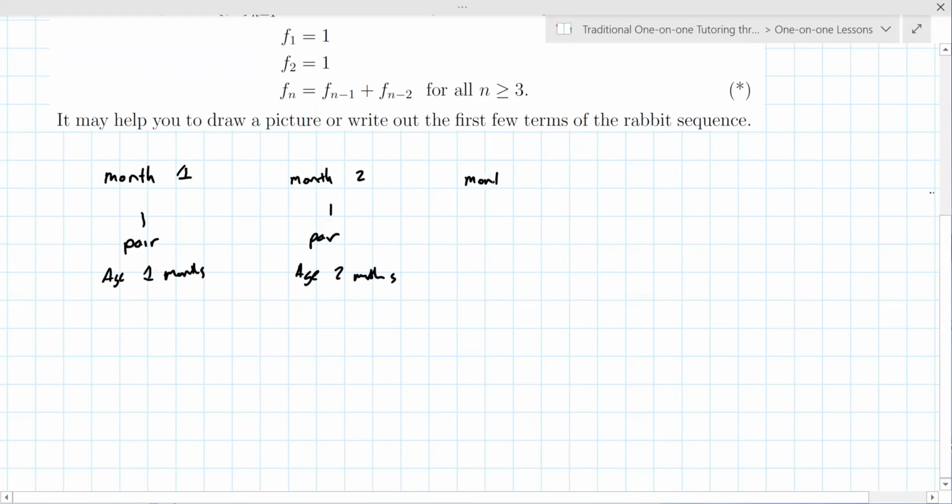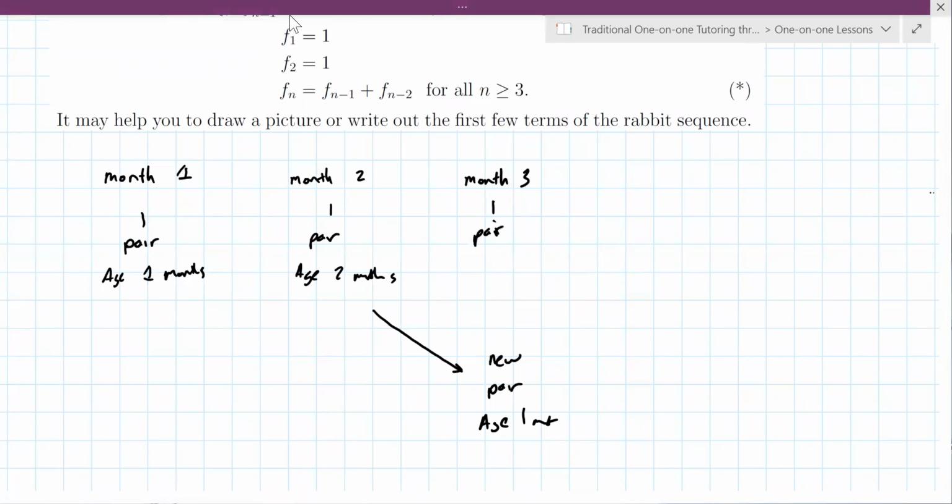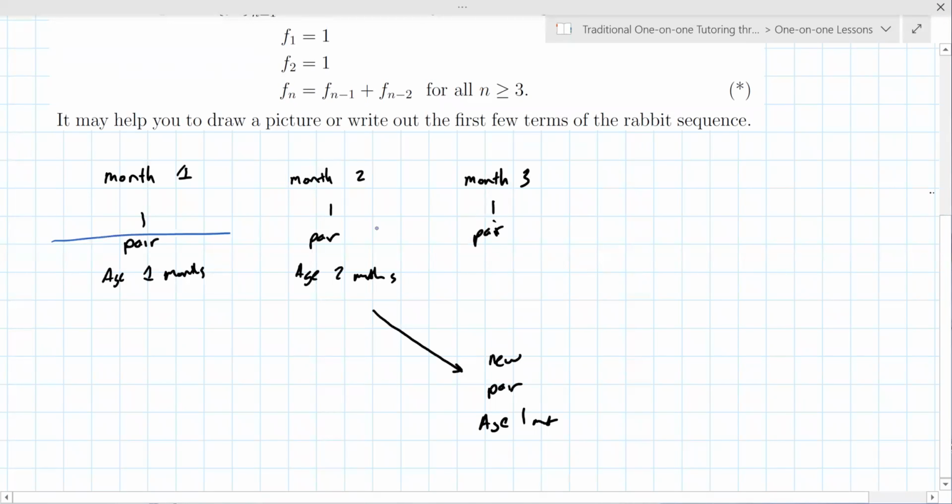So in month 3, okay, they produce offspring. So there's this, we'll say new pair. Okay. And at the end of month 3, they are age 1 month. But then you still have the one pair that, like, this line stays. Let me try to grab another color here. This line will always stay through. Okay, so there's always 1, 1, 1 each month from the original pair.